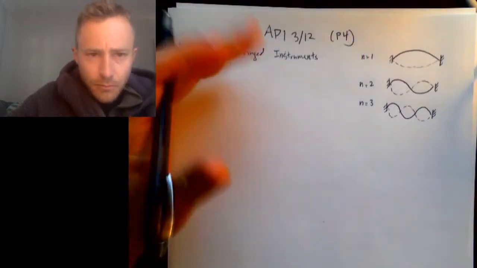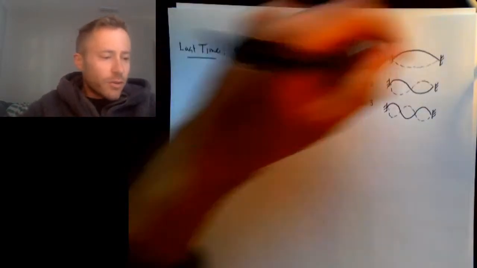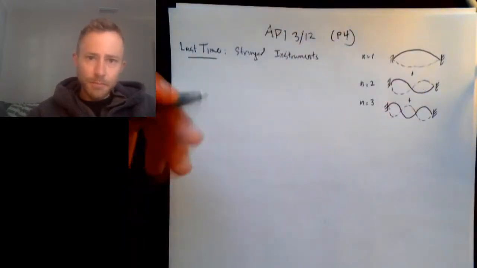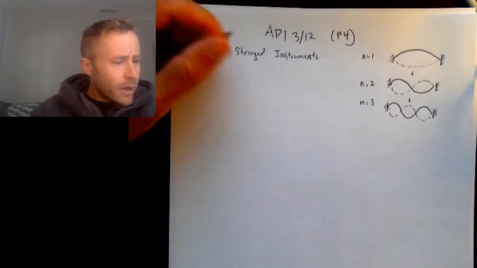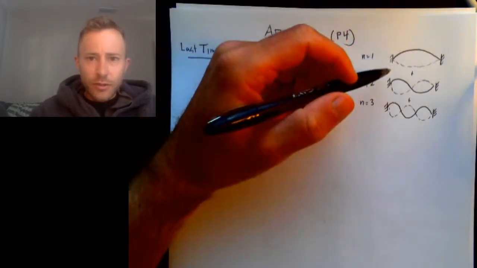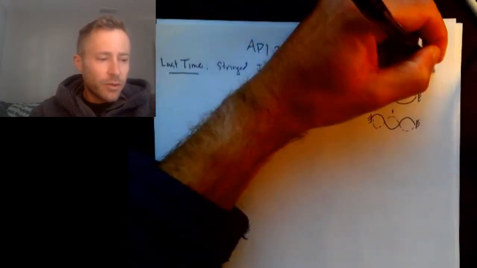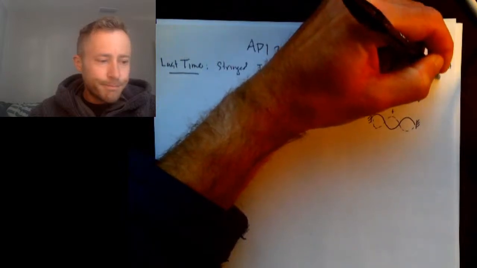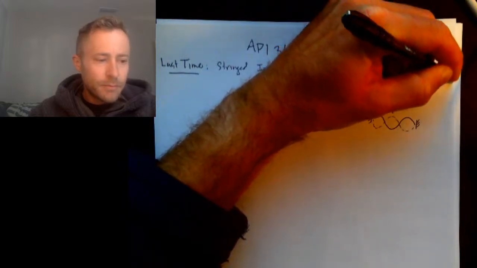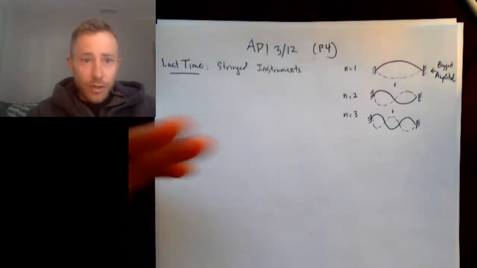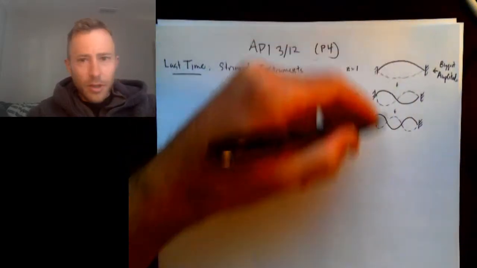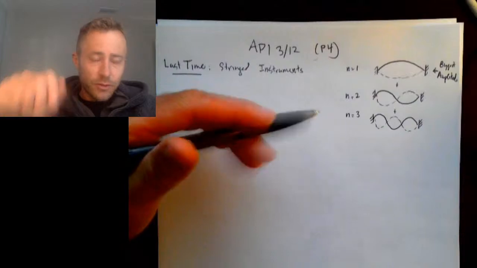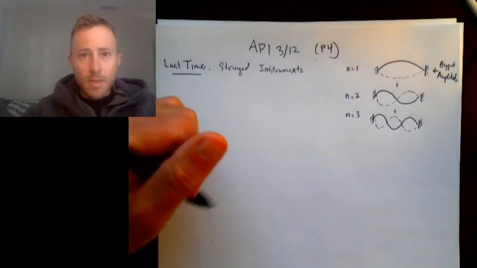And so when you pluck a string, you are creating a superposition of all of these different harmonics. And usually it is the first harmonic when you pluck the string that has the biggest amplitude. So for that reason, even though all of these harmonics have different frequencies, the one with the biggest amplitude is what you perceive as a musical note.